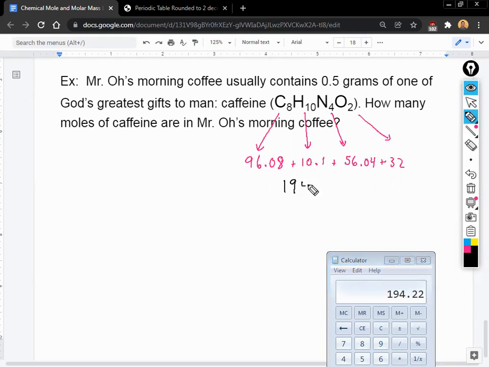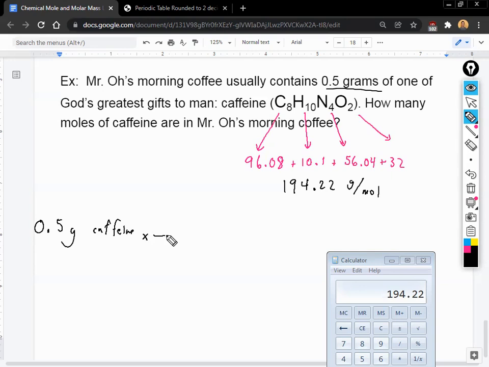194.22. Okay, so caffeine's molar mass is 194.22 grams per mole. All right. Okay. Now let's do the dimensional analysis. We're going to start off by writing down our starting number, which is 0.5 grams, right? 0.5 grams. And I'm going to write caffeine just to specify what chemical we're talking about.